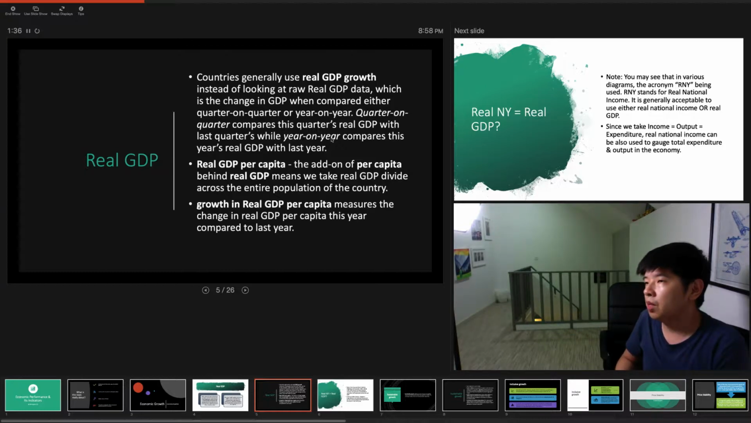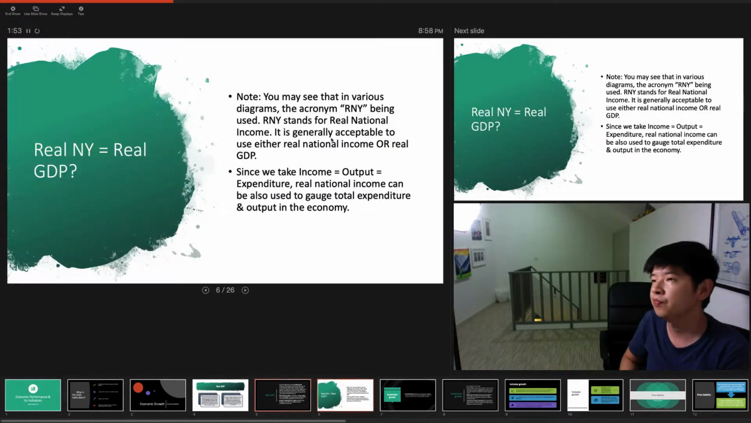So real GDP per capita is adding the word per capita behind real GDP. That simply means that we are taking the real GDP and dividing it across the entire population of the country. So if we are looking at growth in real GDP per capita, we are looking at the change in real GDP per capita this year when we compare to last year.